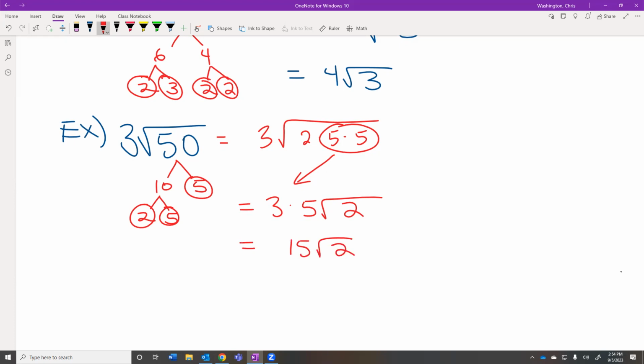By hand. Now, do I care if you use a calculator in this class? No, I don't. So type that in your calculator if you choose. It will say 15 square root of 2. Type it in just like it looks: 3 square root of 50.